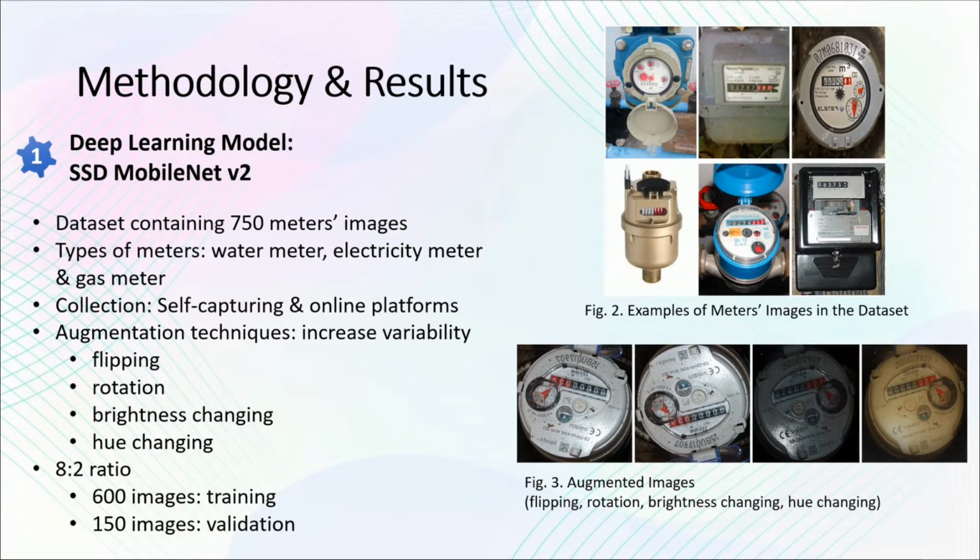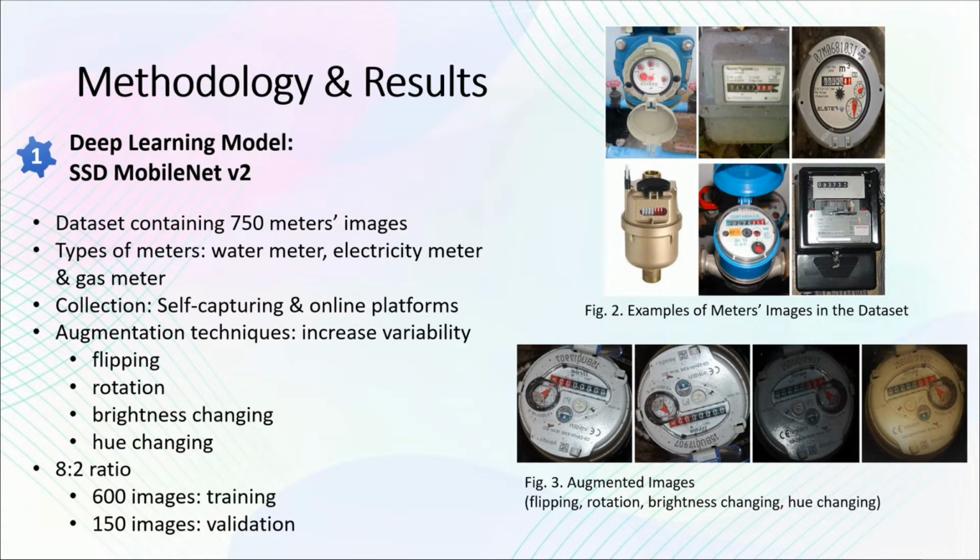A dataset containing 750 meter images has been prepared and labeled with the LabelImg software. The types of meter images in the dataset include analog water meter, gas meter, and electricity meter. These images have been collected via self-capturing and online platforms, such as Google Image. Figure 2 shows the examples of meter images in the dataset.